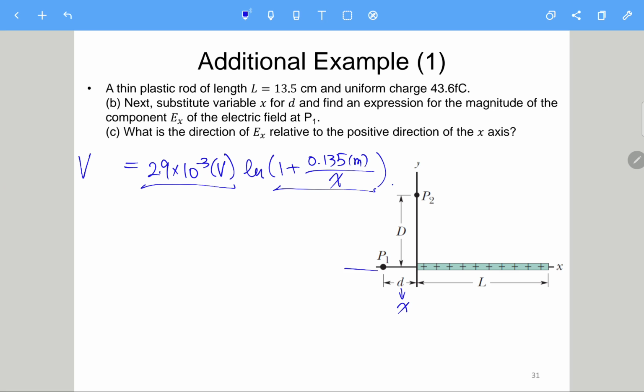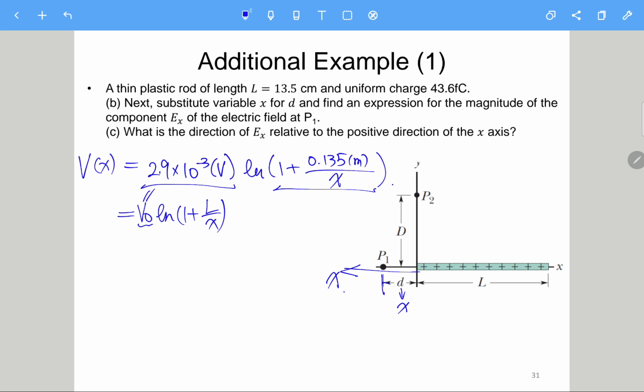But actually now the x-axis is in this direction because we count this way as a positive number. So V of x, or maybe we can write it as V0 ln 1 plus L over x for simplicity, because you need to write a lot for V0. V0 is that one. And L is of course 0.135 meter.